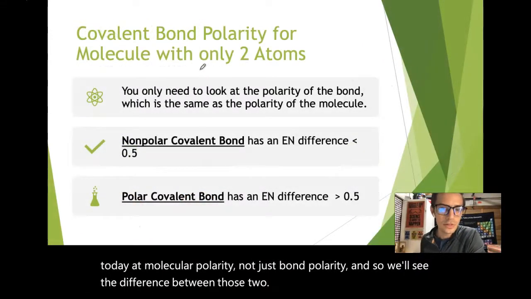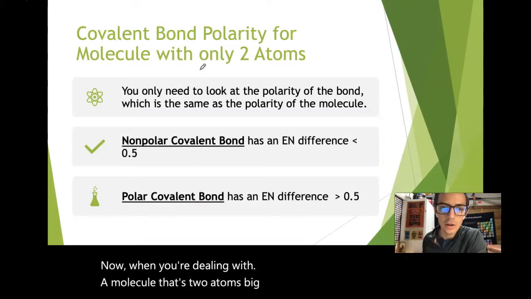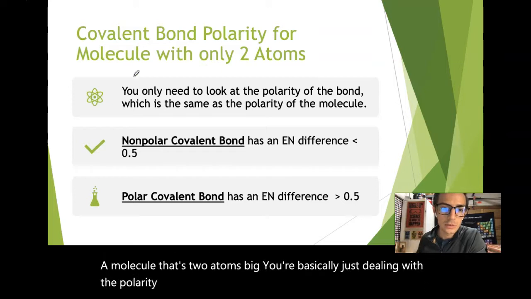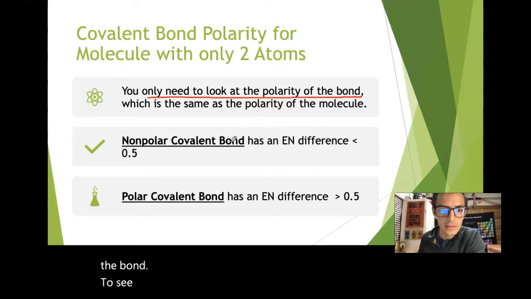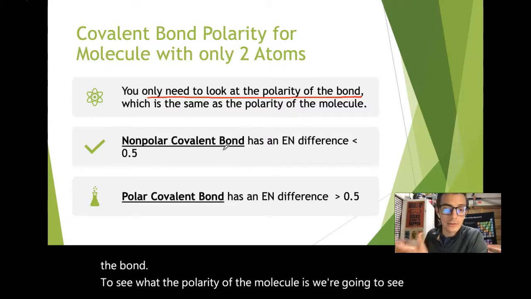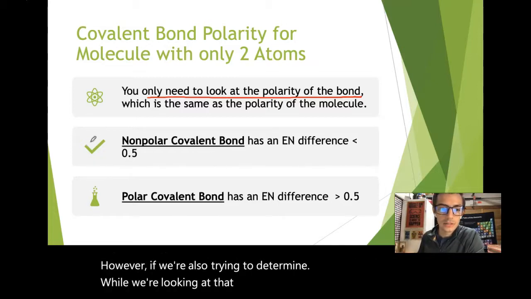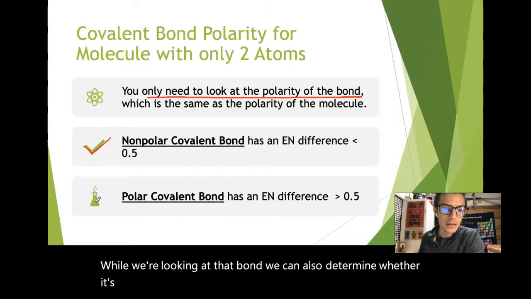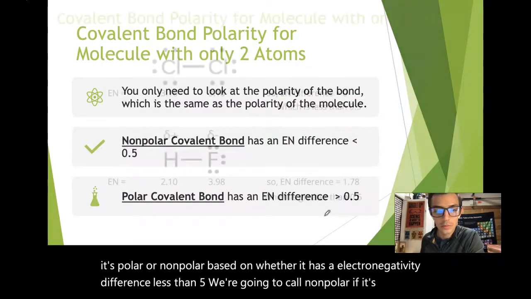Now, when you're dealing with a molecule that's 2 atoms big, you're basically just dealing with the polarity of a bond. So you'll only need to look at the polarity of the bond to see what the polarity of the molecule is. We're going to see it gets more complicated if you add more than 2 atoms. While we're looking at that bond, we can determine whether it's polar or nonpolar: if the electronegativity difference is less than 0.5, we call it nonpolar. If it's greater than 0.5, we call it polar.